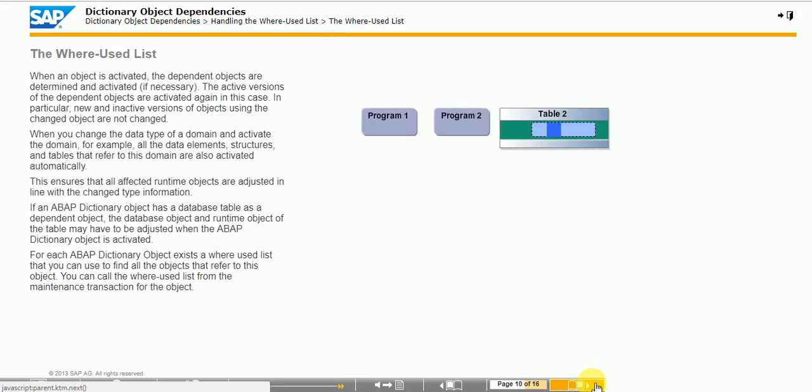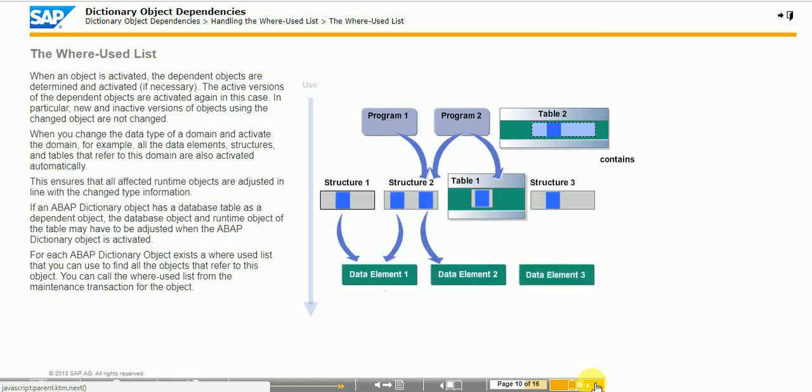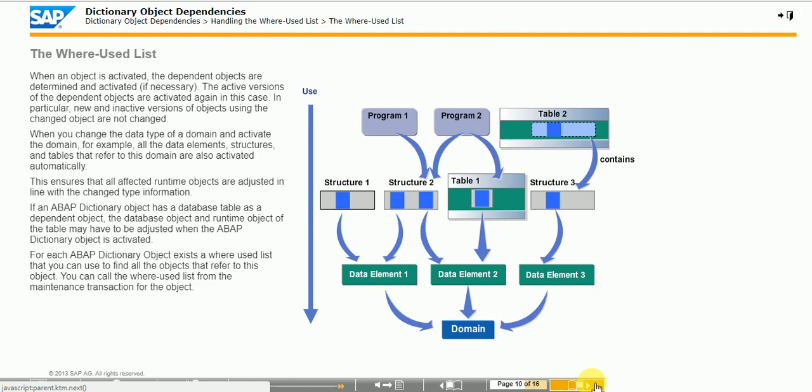If an object that is already active is modified, this can affect other objects that use it directly or indirectly. Objects that use another object either directly or indirectly are called dependent objects. Some changes might require adjustments to the runtime objects of these dependent objects. Others might make the dependent object inconsistent. Changing an ABAP dictionary object may also affect its dependent objects.